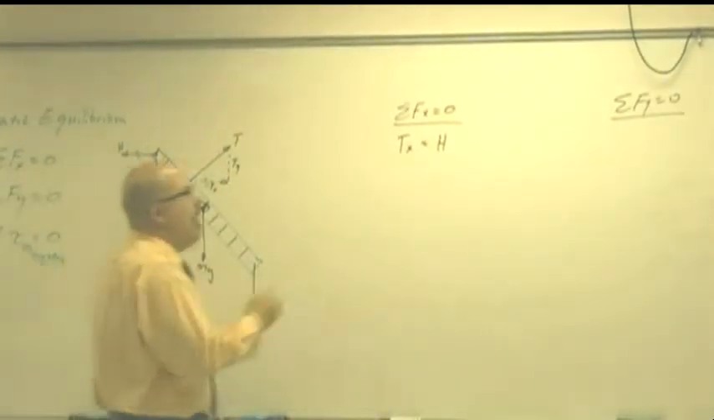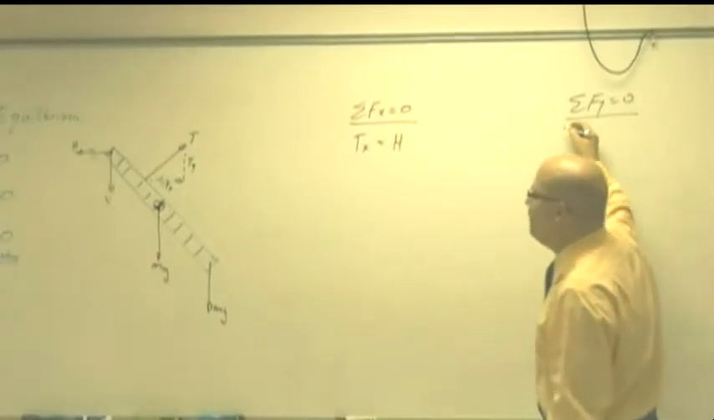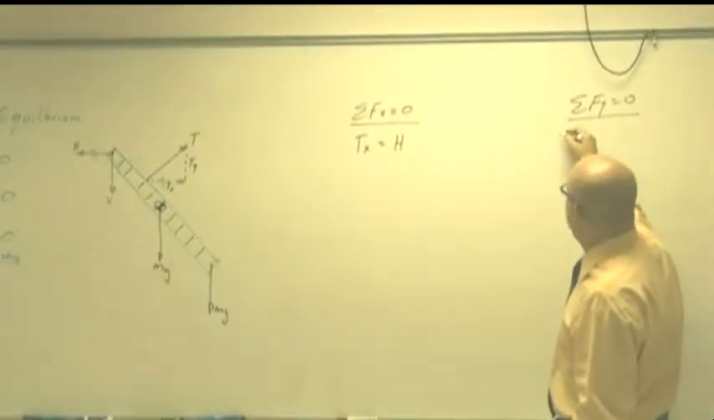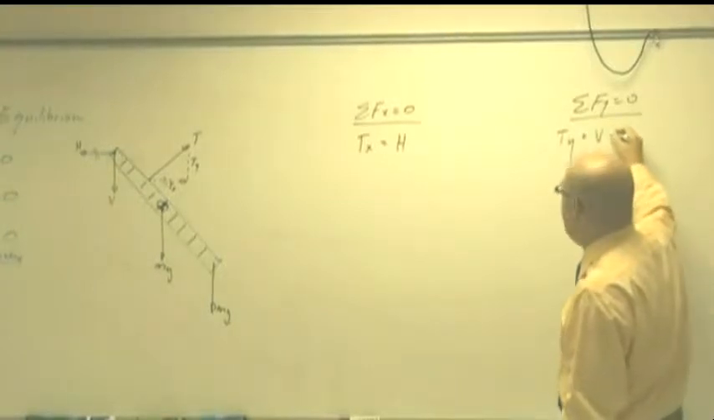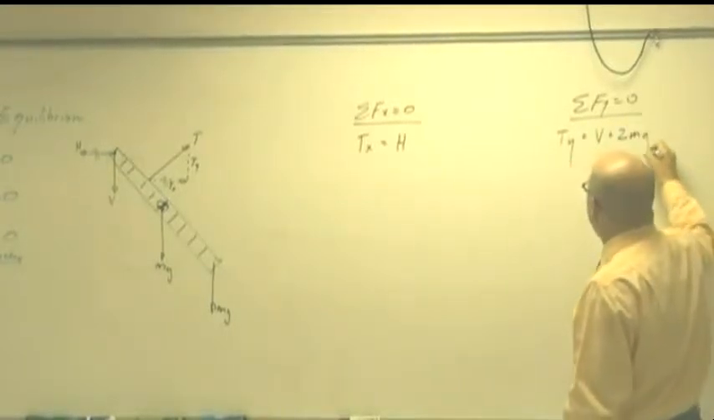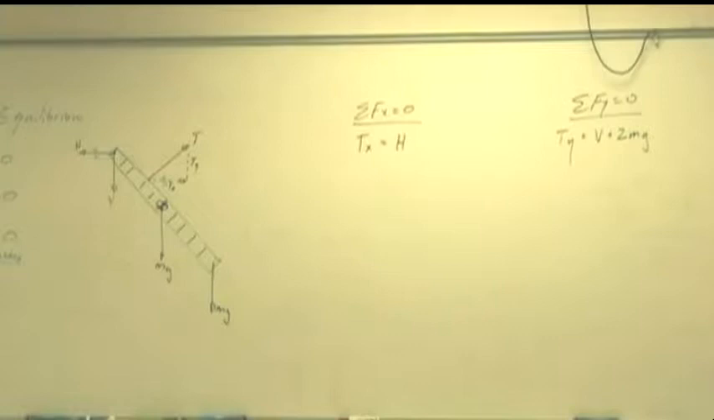So in the x direction, we know that Tx equals h. Bingo. Done. This one equals this one. All right, in the y direction, we have Ty, the way we've drawn it, Ty up equals v plus 2mg. That's the way we've drawn it.